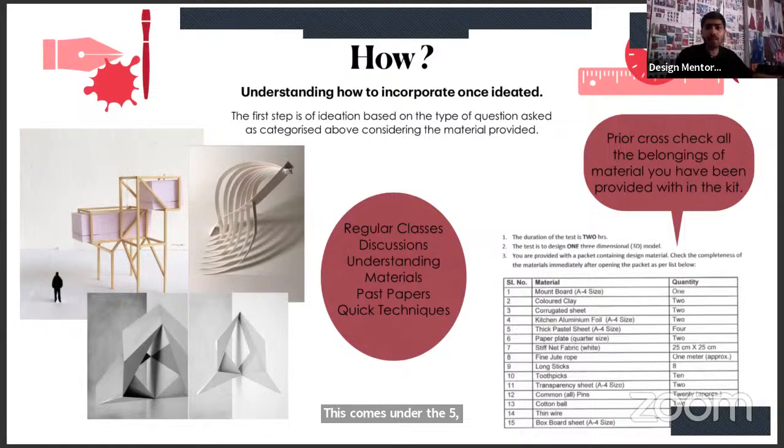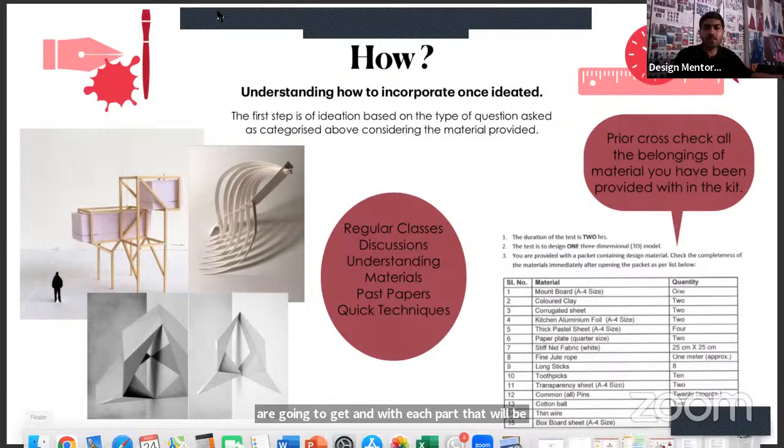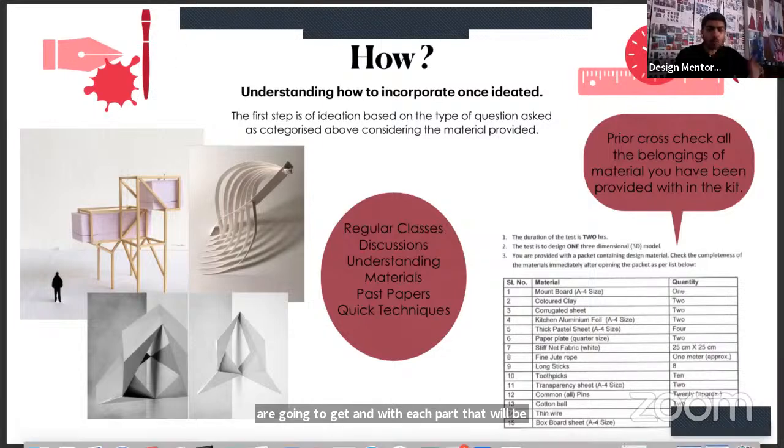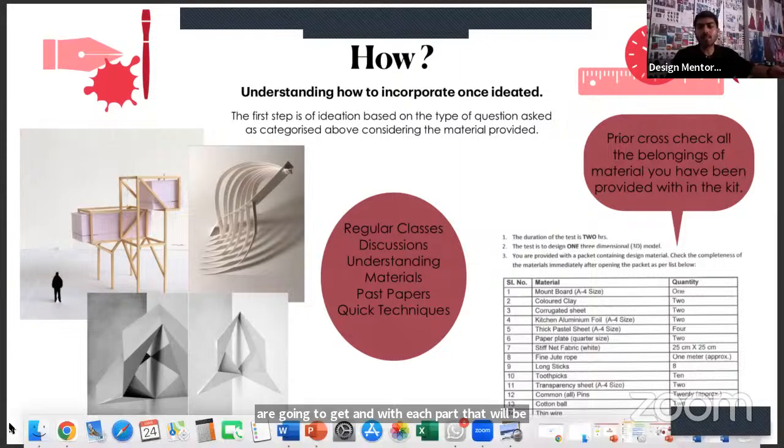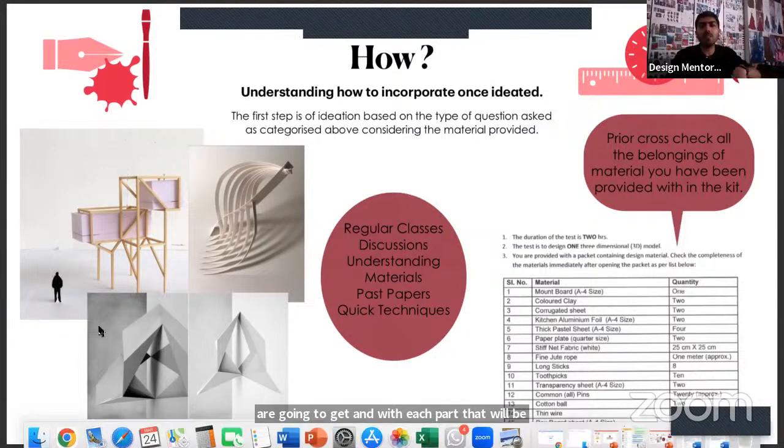But while you are at the examination hall, the first and important thing you have to do is priorly cross check all the belongings of material you have been provided within the kit. This is how the layout would look like, with the envelope you are going to get, and with each part there would be lists provided, and you have to cross check that if mount board A4 size, the quantity is given one, is it in your kit or not?